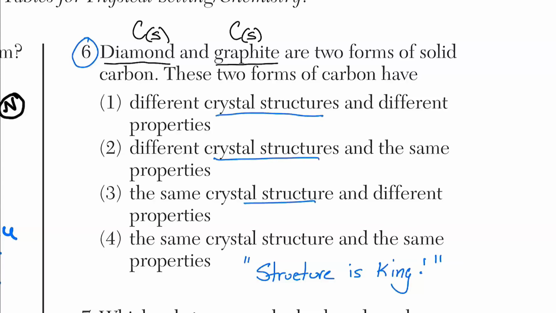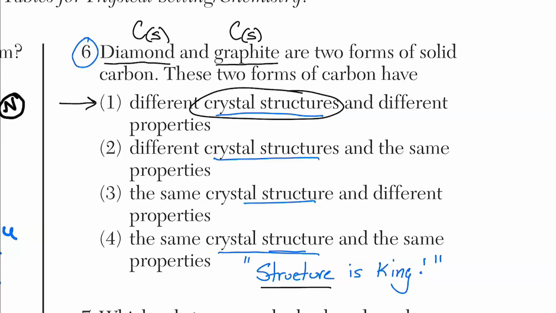So we know that the structure has an effect on the property. So in this case, because they have the same chemical formula, it must be the structures are different. Different crystal structures have different properties. So that's why 1 is your answer. Okay, structure is king. So if you change that physical crystalline structure, you will change the properties. Like I said, diamond and graphite are exactly, okay, the same atoms bonded to each other, but they bond in a different arrangement. Will give them a different set of properties.